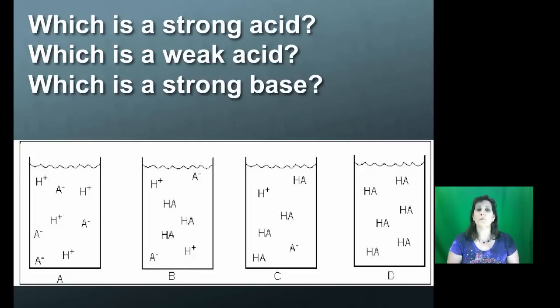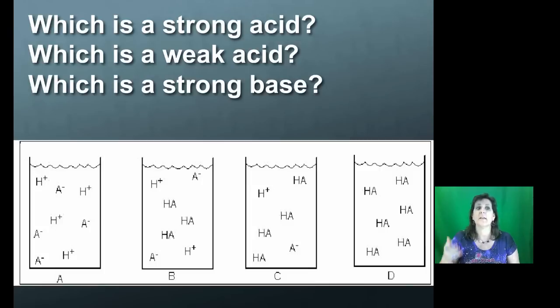So here's a picture of 4 beakers. We have some atoms, some ions in them. Let's look at those, A, B, C, and D. Which of these 4, if any, is a strong acid? You're correct if you said A. A is all ions. All broken apart means strong. Okay, when it's all ions, it is strong. So A is a strong acid.